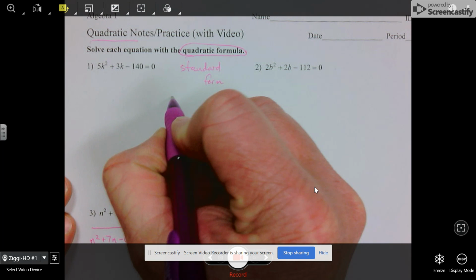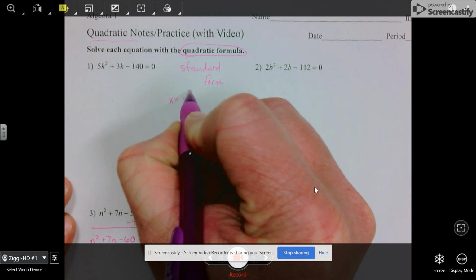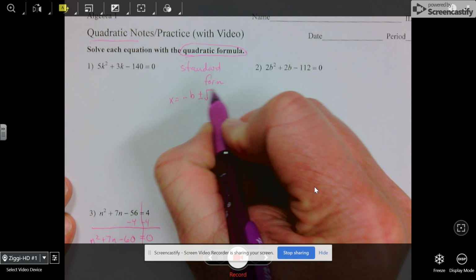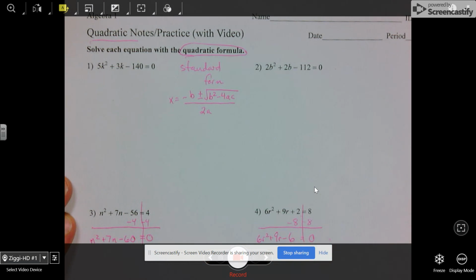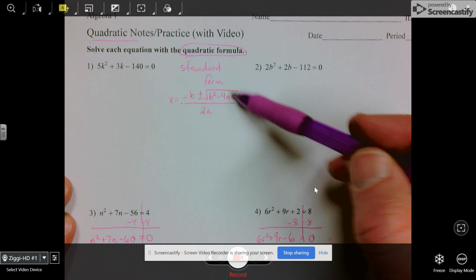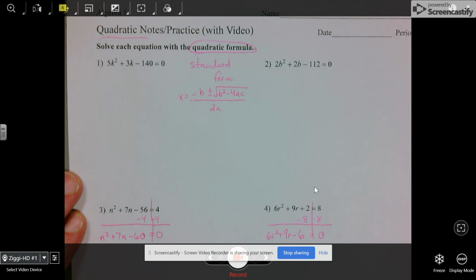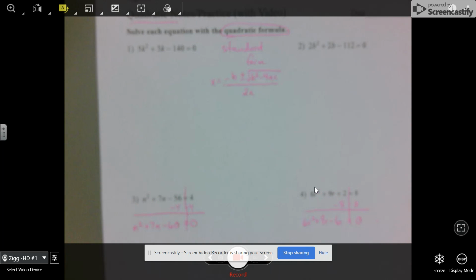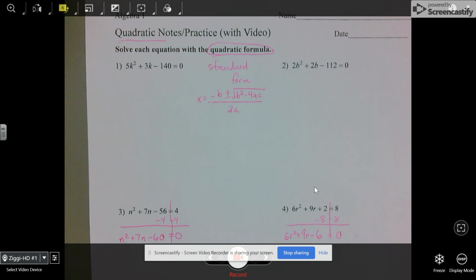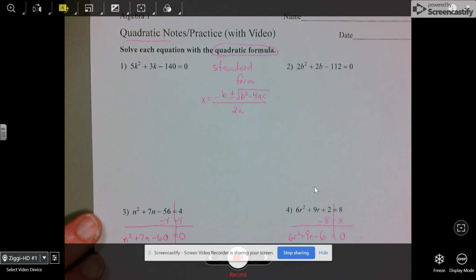The formula is negative b, or the opposite of b, plus or minus the square root of b squared minus 4ac, all over 2a. And it's important that you write this out with the numbers plugged in before you try to simplify anything. So if you make a mistake, we can check. But it really is just to plug in, and even if you can factor an equation to solve it, this will work as well. Okay, so let's do a couple examples.